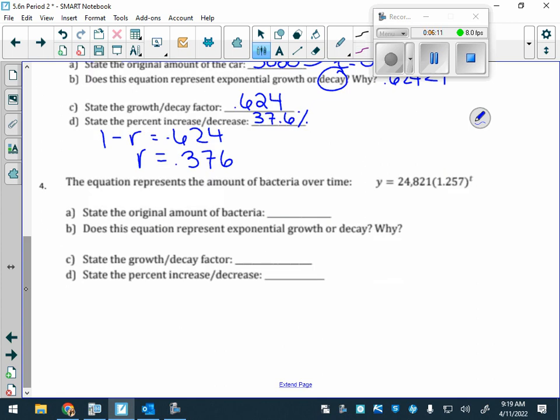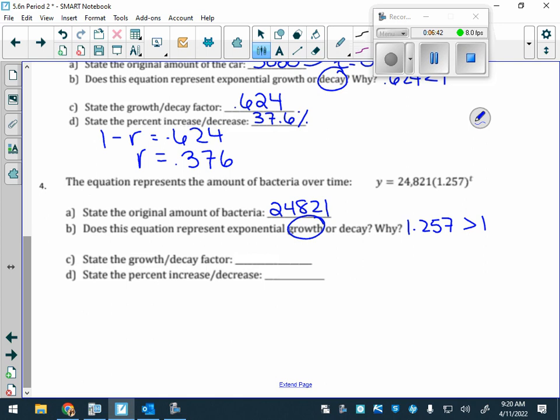Number 4, the equation represents the amount of bacteria over time. State the original amount, KR. Good. Okay. Does this equation represent growth or decay? Eliza. Growth, good. It's 1.257, which is greater than 1. Good. State the growth or decay factor. Noella.